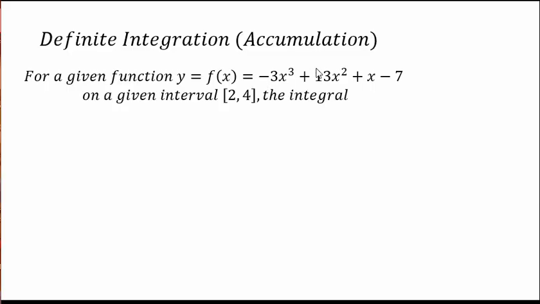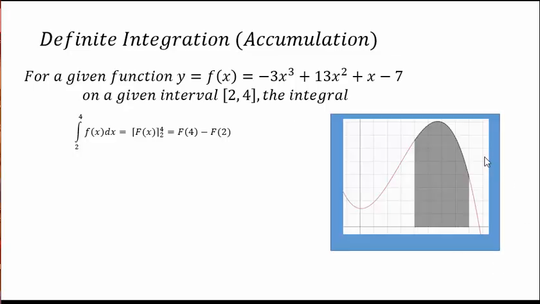So here we have a function, and we've been given the interval 2, 4. So we can rewrite this as integral of f of x dx, and we write the lower bound 2 and the upper bound 4. This is the same as writing uppercase F of 4 minus uppercase F of 2, and this is our accumulation function. And this right here is what we call the fundamental theorem of calculus.